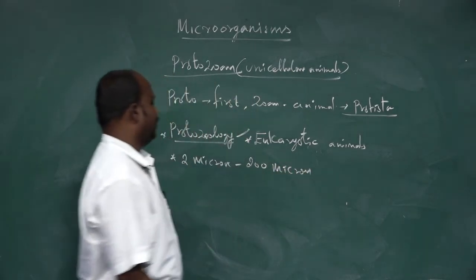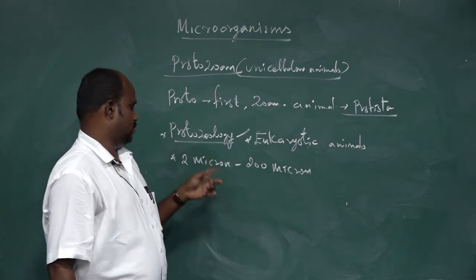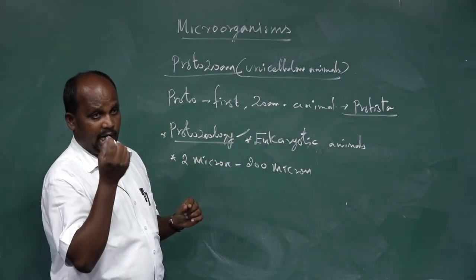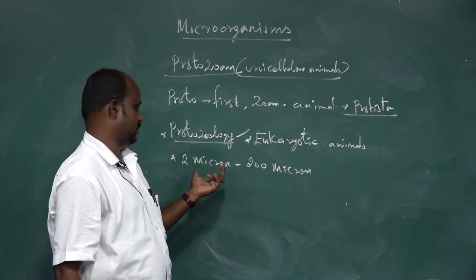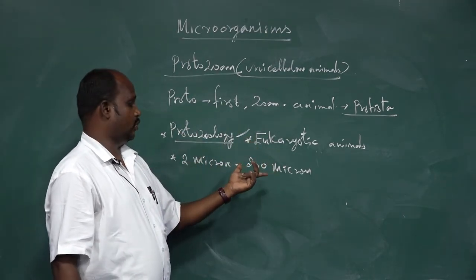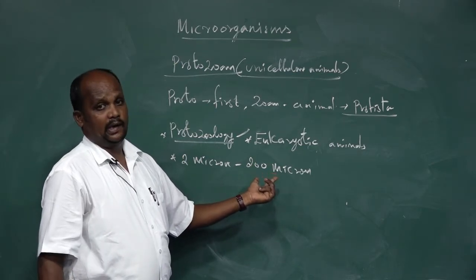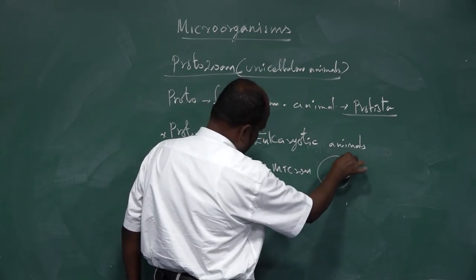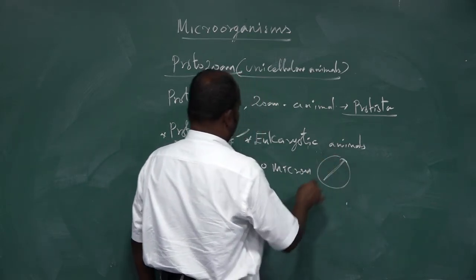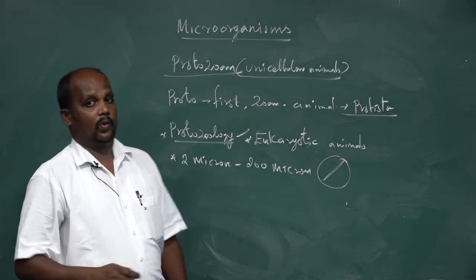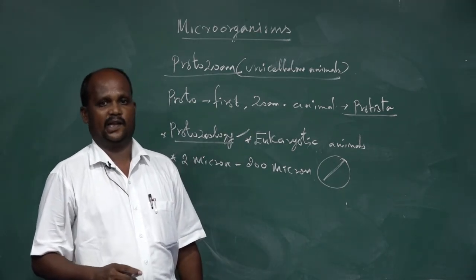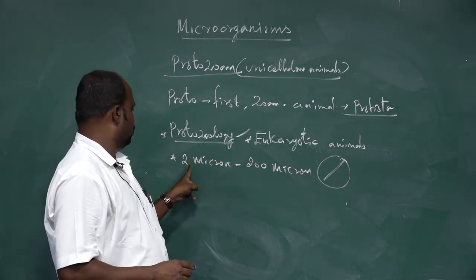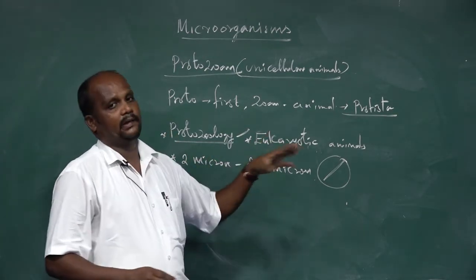That is the size of protozoans, 2 microns to 200 microns. The very smallest size is 2 microns, and the huge protozoans are 200 microns in diameter. What is the meaning of diameter? See, this is a cross section, and this range is called the diameter. A micron means 1 by 10,000 of a millimeter. That is called 1 micron. So all the protozoans are 2 microns to 200 microns in diameter.